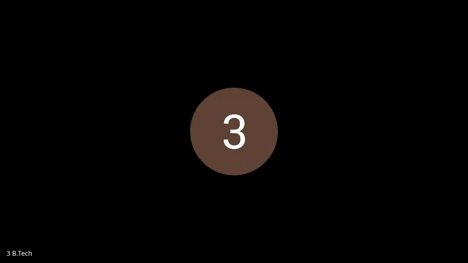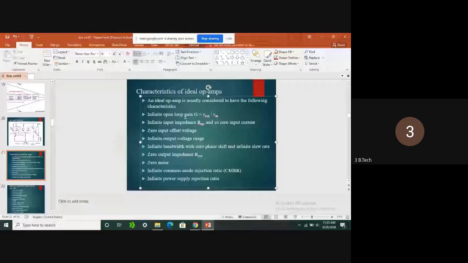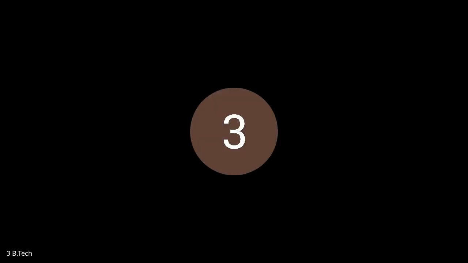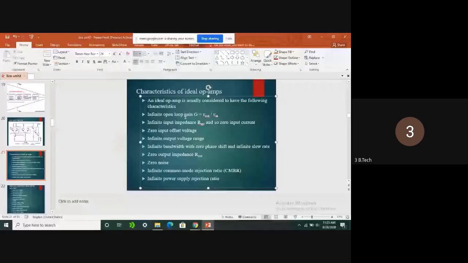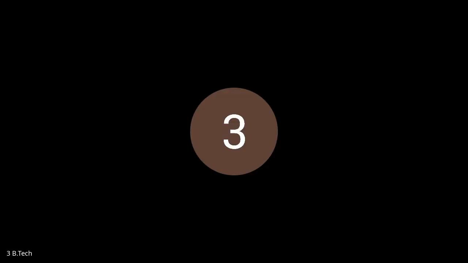Yes, sir. Infinite open loop gain means there is no feedback from the output terminal to the input terminal in an operational amplifier. If the amplifier is not using feedback, then its gain should be infinite. That is the ideal or theoretical condition. Practically, the gain should be very high for an open loop amplifier. Is it clear?